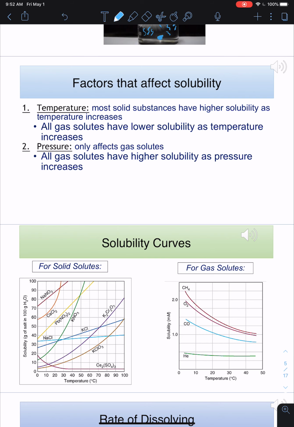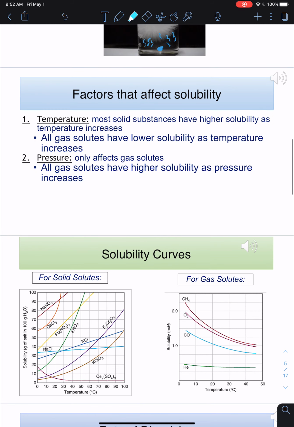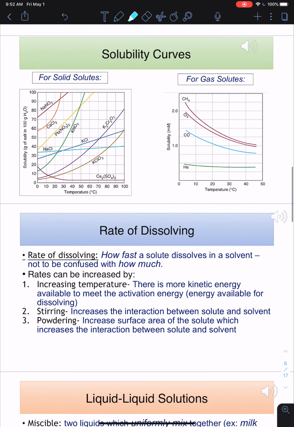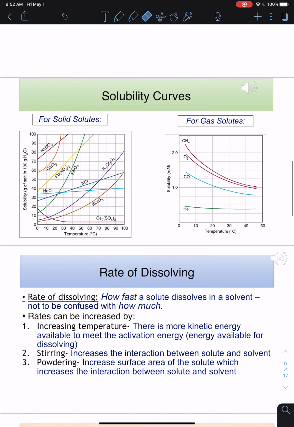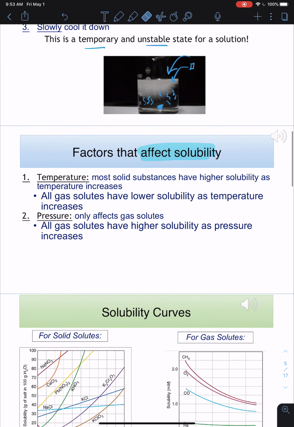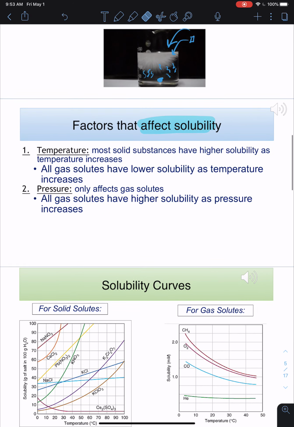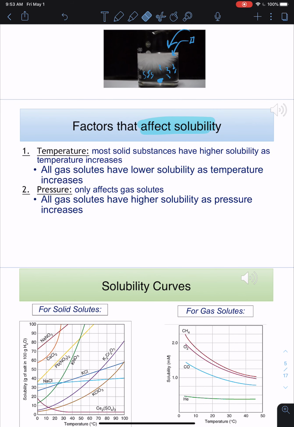So we are going to talk about factors that affect solubility, and we're also going to talk about the rate of dissolving. They kind of seem the same, and you can get them intermixed, but why won't my screen slide? Okay, hold on. Okay. They have similar properties, but they're two completely different ideas. So when we're affecting the solubility, we're actually changing the amount that can be dissolved.